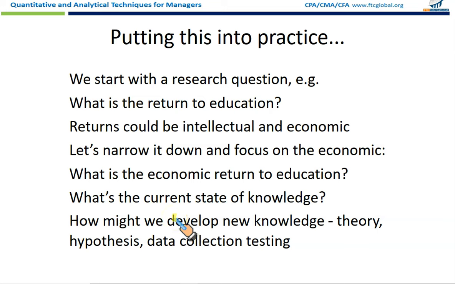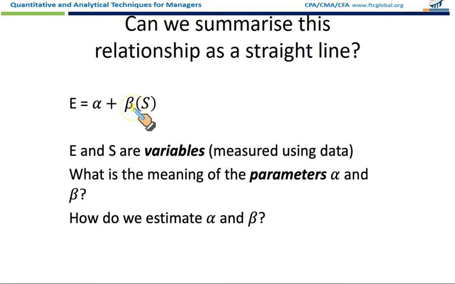Next, we would gather the data that could support or refute the hypothesis. For example, we could conduct surveys, we may make use of existing databases, or maybe we could conduct some experimental studies. And finally, the testing phase, analyzing the data to see if it supports the hypothesis and thereby the theory that we have propounded. So can we summarize this relationship as a straight line?